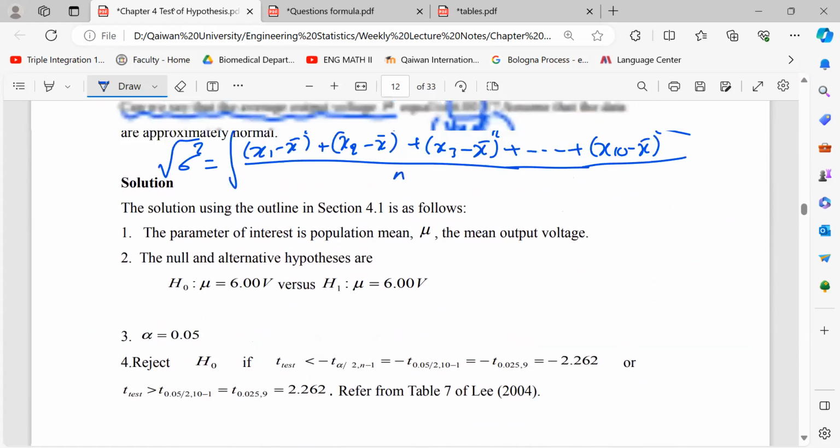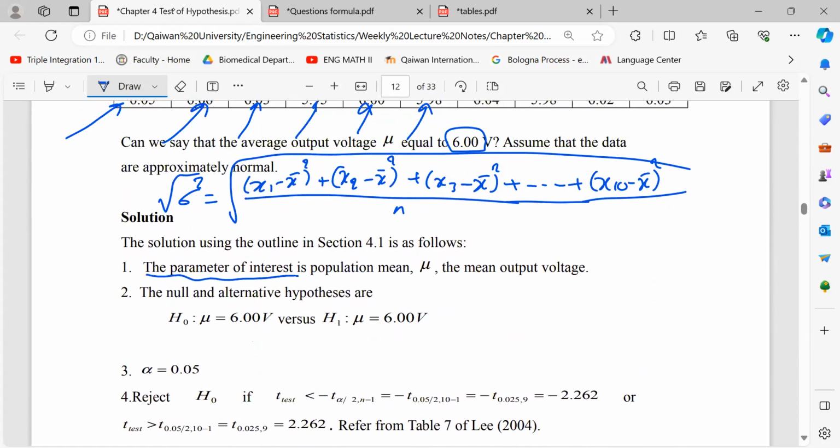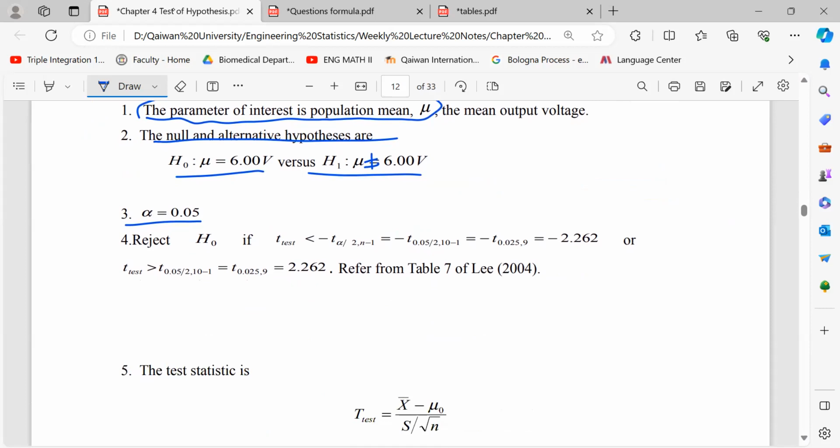Let's solve it here. In the first step, the parameter of interest is the population mean. Then the null hypothesis and alternative hypothesis are, this is not equal. In step 3, we just write down the significance level.